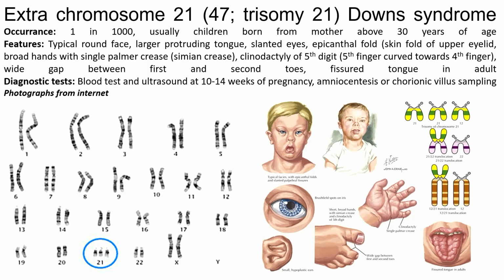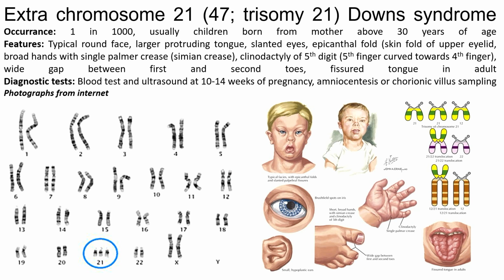So this is an example, extra chromosome 21. You write it like this: that is 47 chromosomes in total in place of 46, and this is because of trisomy 21, that is chromosome number 21 in 3 copies. This is known as Down syndrome. The occurrence is 1 in 1000, and usually children are born to mothers above 30 years of age.